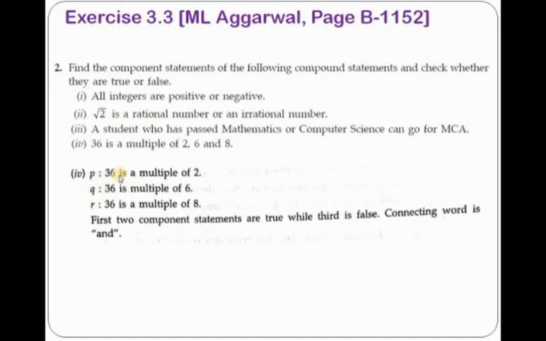Let us see the truth values. 36 is a multiple of 2. Yes, we can divide 36 by 2, so the first one is true. The second one is 36 is a multiple of 6. Yes, we can divide 36 by 6, so this is also true. 36 is a multiple of 8. Now, can we divide 36 by 8? No, right? So statement r is false.